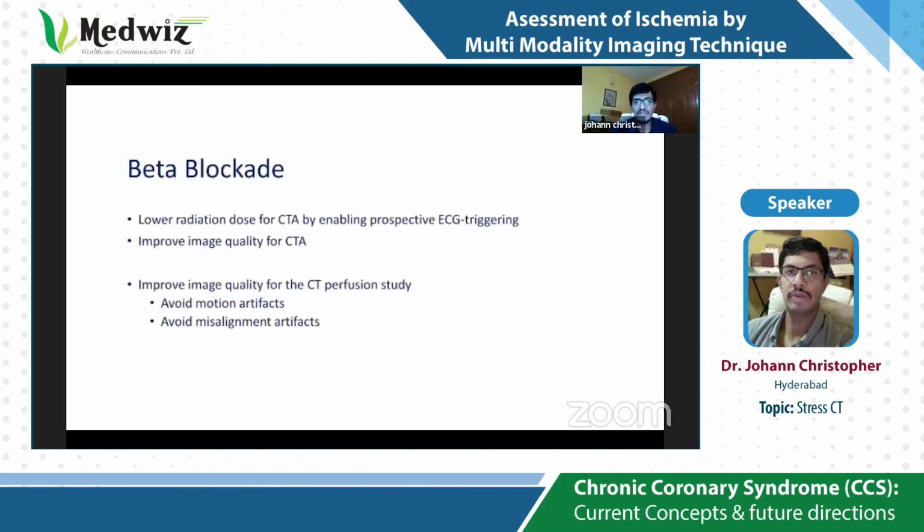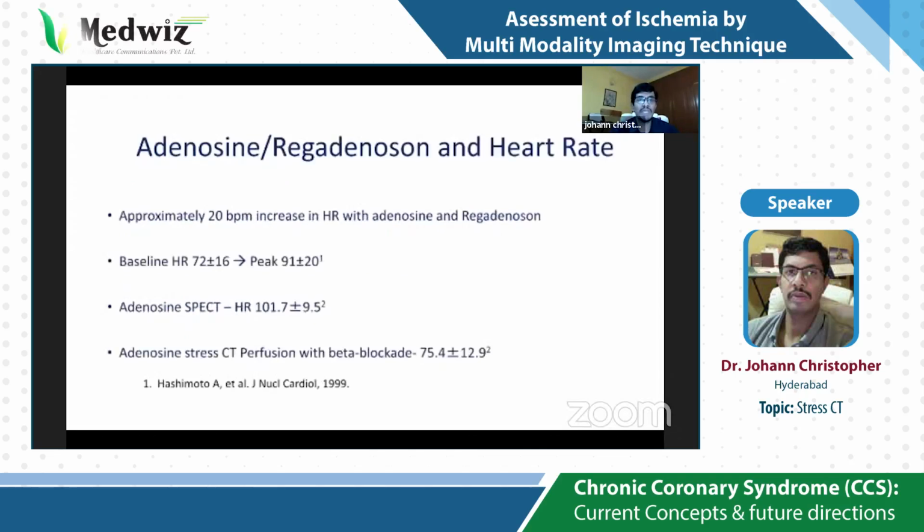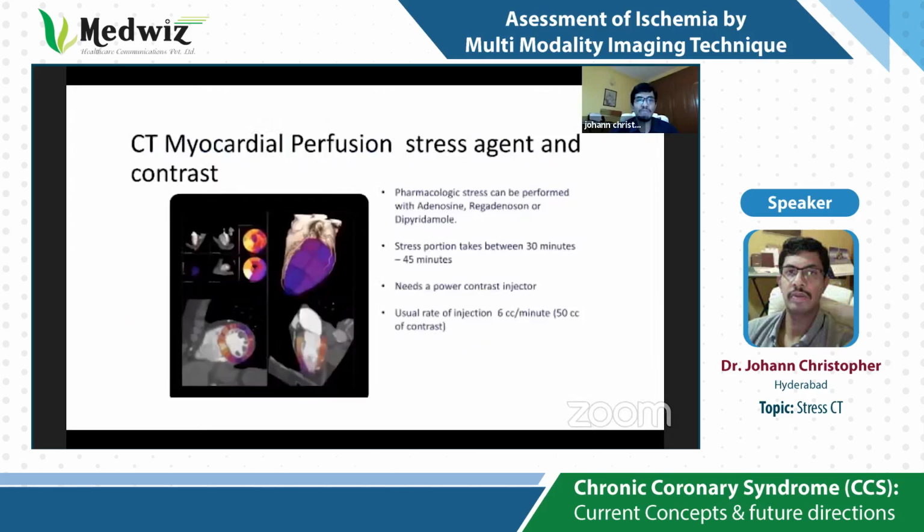Beta blocker is mandatory, and it enables prospective ECG triggering in the rest scan, and obviously, as we all know, it improves image quality. We do give a small beta blockade even in the stress study because we're using adenosine. That way you avoid the motion artifacts and you avoid misalignment artifacts, which is the bane for the perfusion studies. Adenosine is what we use. You do get a jump up in the heart rate, as is well known in nuclear studies. So we give a small touch of beta blocker to prevent that jump.